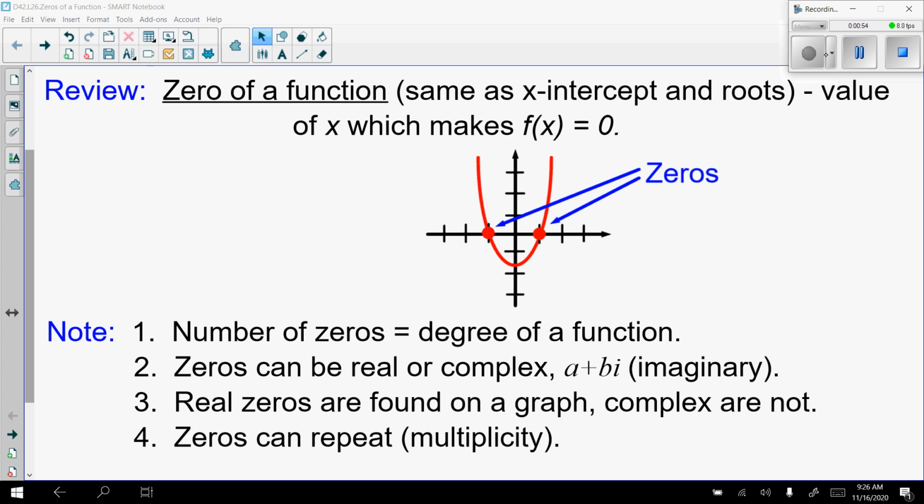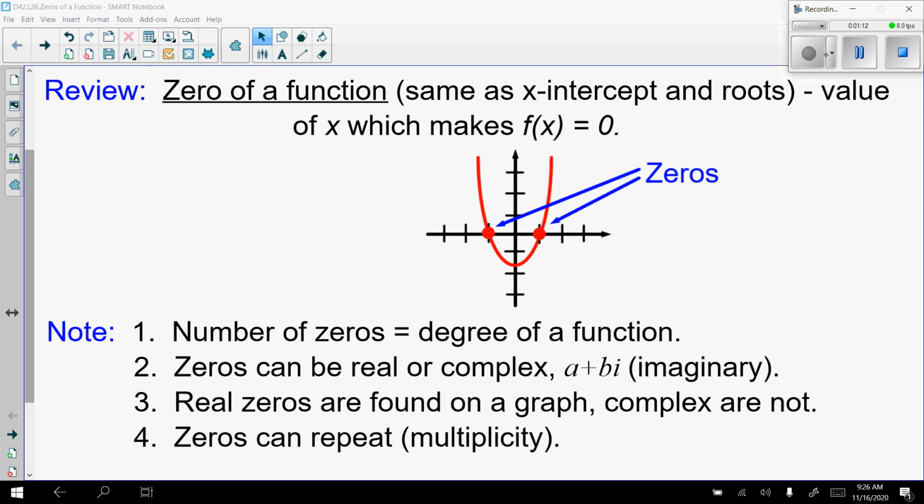Number 2, zeros can be real or complex. Complex is when it's written in the form a plus bi. Remember, i is imaginary, which is the square root of -1. This will be the only time we will deal with imaginary numbers.